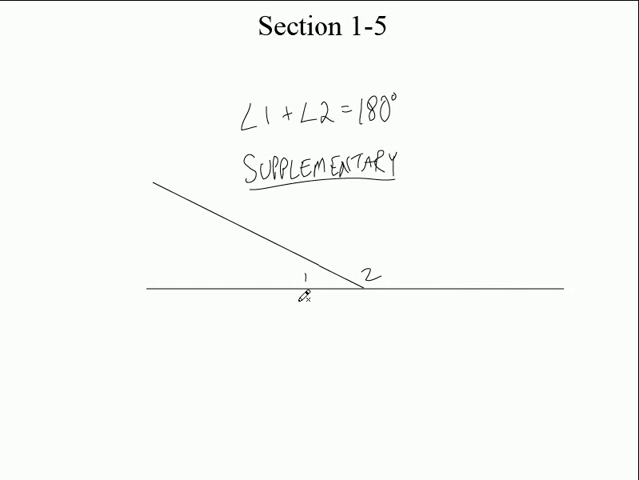Now I'm not going to draw this, but just like we said before with complementary angles, if I had two angles that add up to 180, they don't have to be adjacent to each other. These are adjacent, but they don't have to be. They could be completely separate angles that don't touch, that don't have anything in common, but if they add up to 180 degrees, then they're supplementary angles.